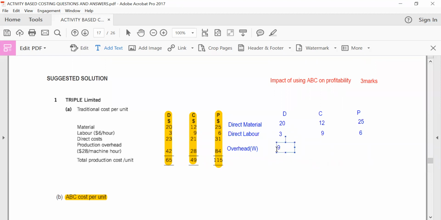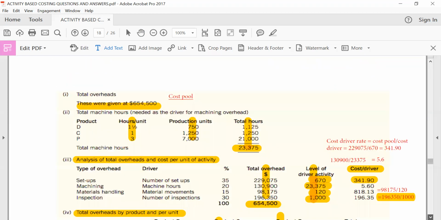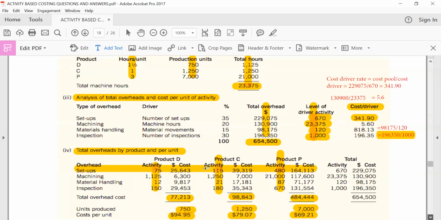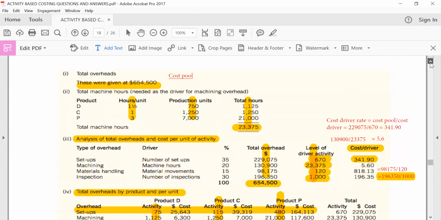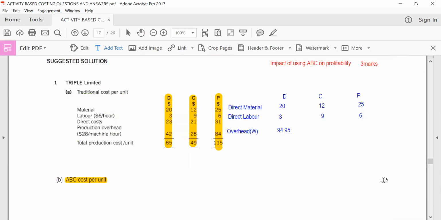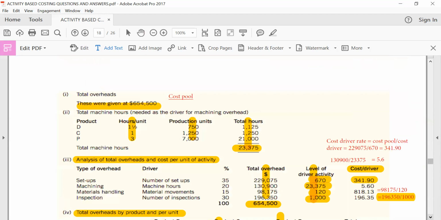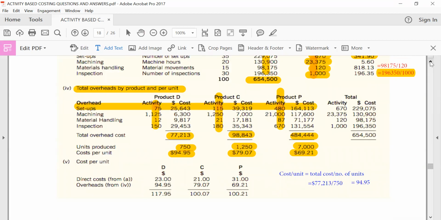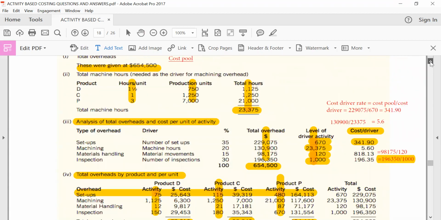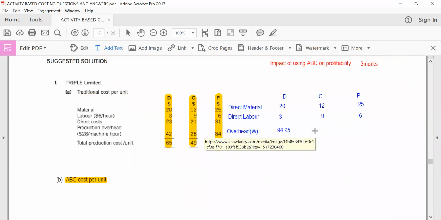In the case of product C, what answer did we get? We got 79.07. I'll go up there. Is it 94.07? It turns out I forget again. That is 79.07. Then the other one we got 69.21.